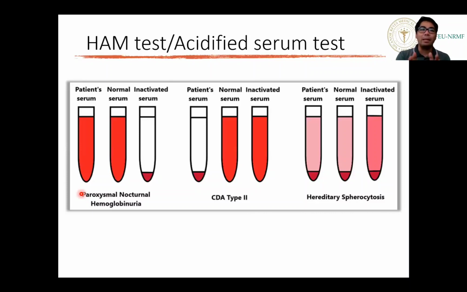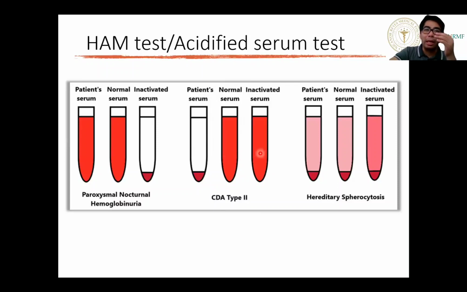but not complement-independent. Okay? So, but there are also other disorders that can also give us a positive result for Ham's test, like CDA type 2 or hereditary spherocytosis. But they give us different kinds of result. Pero nagpa-positive sila sa acidified serum. Okay? Yan. So the same thing, no? Lagyan mo yung prepared serum and then add acid and then add the red blood cell.